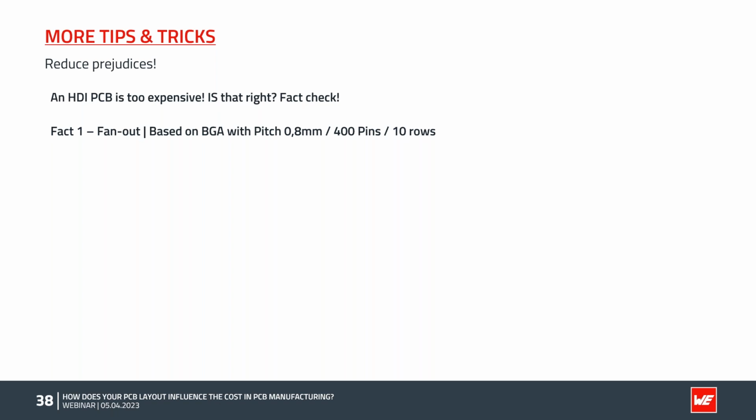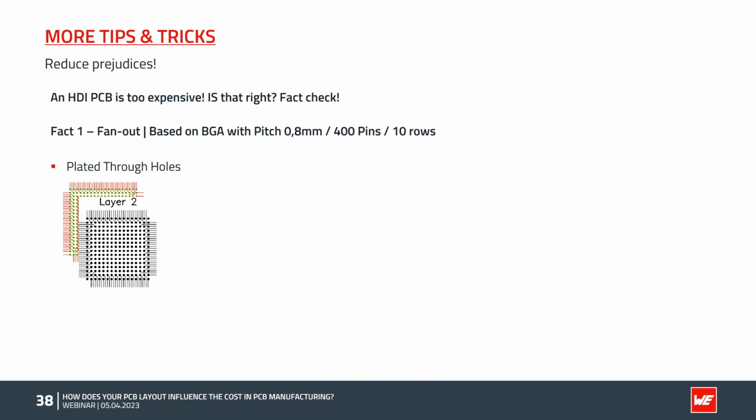And to show you that this doesn't need to be the case, I was just looking in that case at the fan out of a BGA with a pitch of 0.8 millimeters. It's 400 pins, 10 rows. And if you want to do the fan out with plated through holes, let's see how many layers you need. So you have the through holes, then you go to layer 2, you have your remaining rings, your pads and the holes. And due to the size, in that case, you can fit just 1 track through the pair of pads to go to the outside to do the fan out.